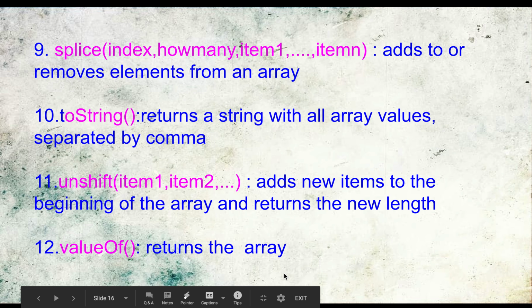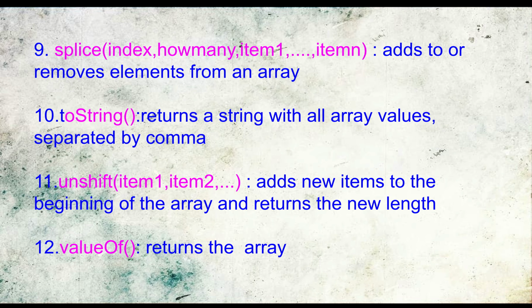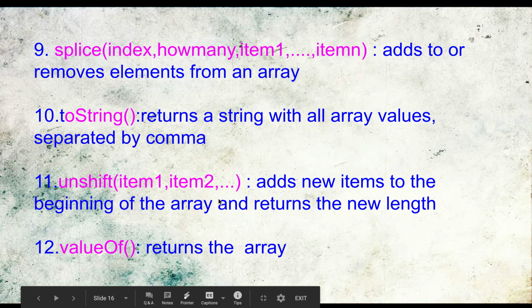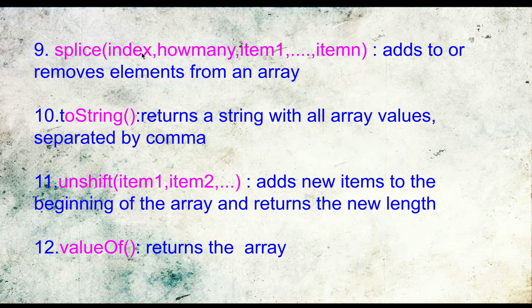Next method is splice. Splice has the parameters index, how many, and items. It is used to add or remove elements from an array. Index here indicates the starting position where we need to add or remove an element, and how many specifies the number of elements to be removed, and item 1 to item n represents the elements to be added to the array.